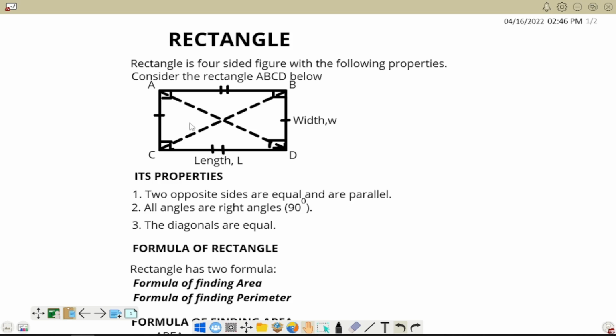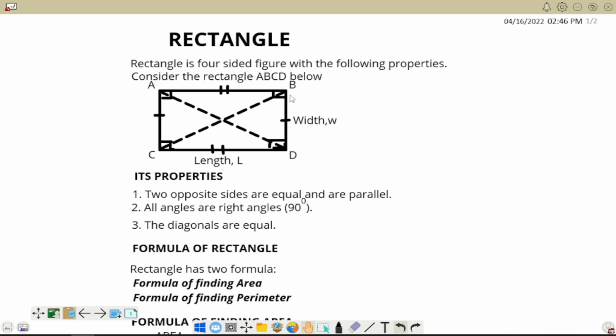Also inside this rectangle, we have seen there are two lines crossing each other. This line passes from B to C, and this one from A to D. These lines are called diagonals. So diagonals of a rectangle are equal. The length of this diagonal is the same as the length of this diagonal, and the diagonal is the line that cuts the rectangle into two parts. So that is all concerning the properties of the rectangle.